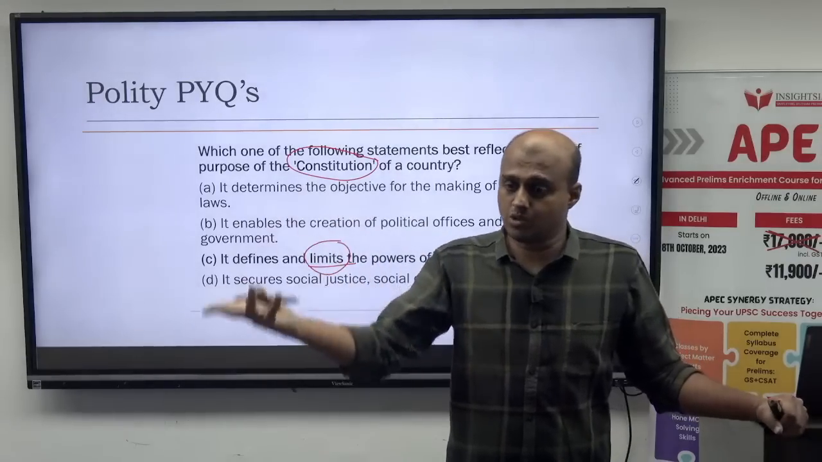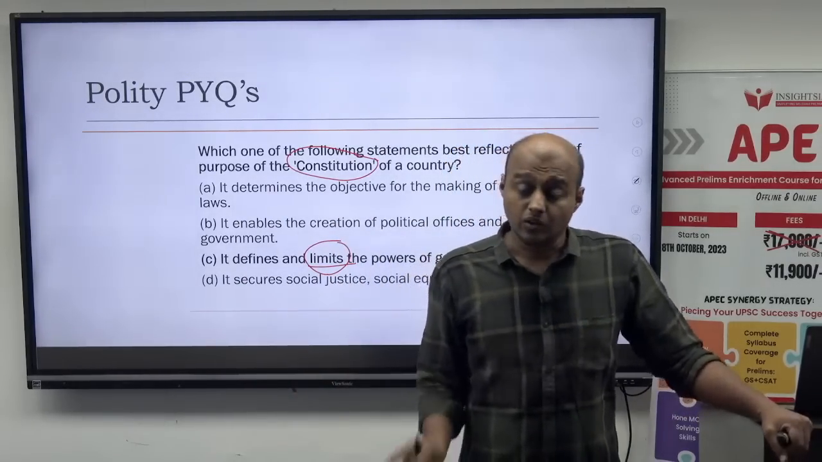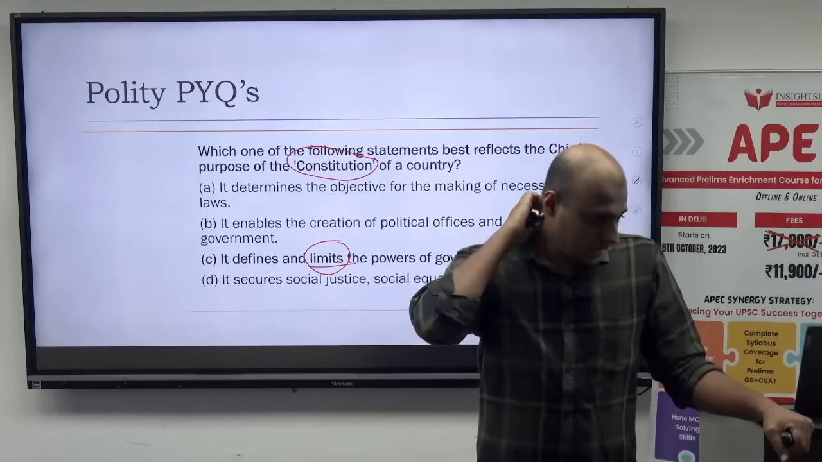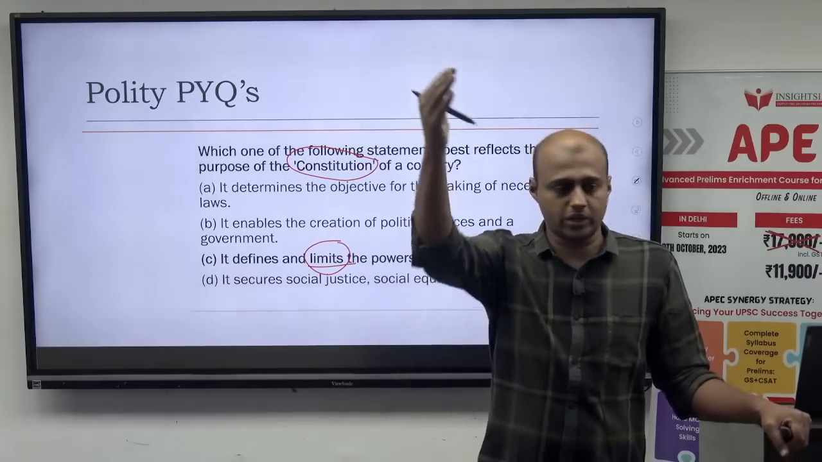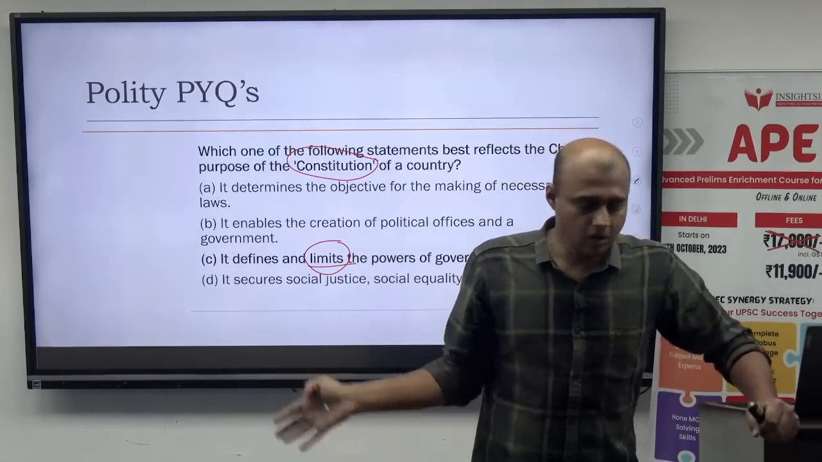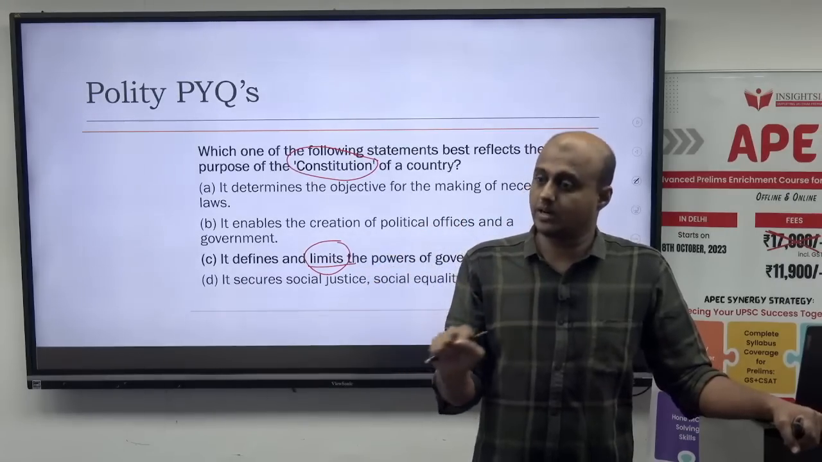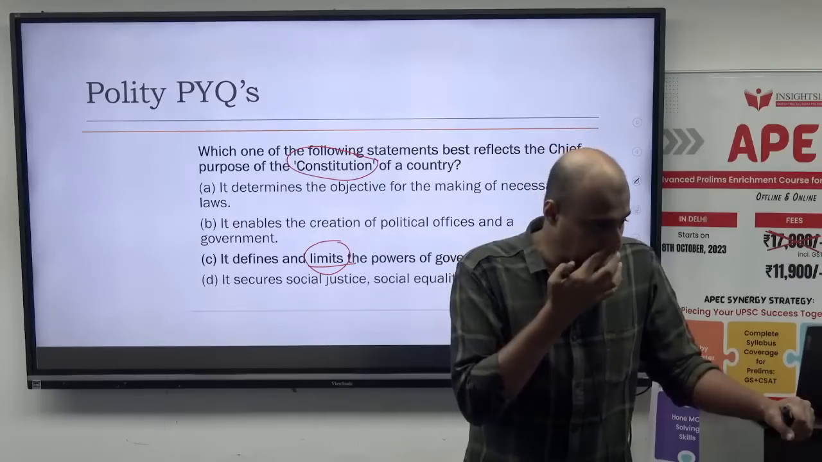Then which is the second most important feature? Independent judiciary. Now this one is clarity. Everybody knows what a federal system means: there will be different levels of government, the powers will be divided, and there will be a written constitution. Those are the basics, obviously everybody will study. But do you have conceptual clarity about which is the most important?